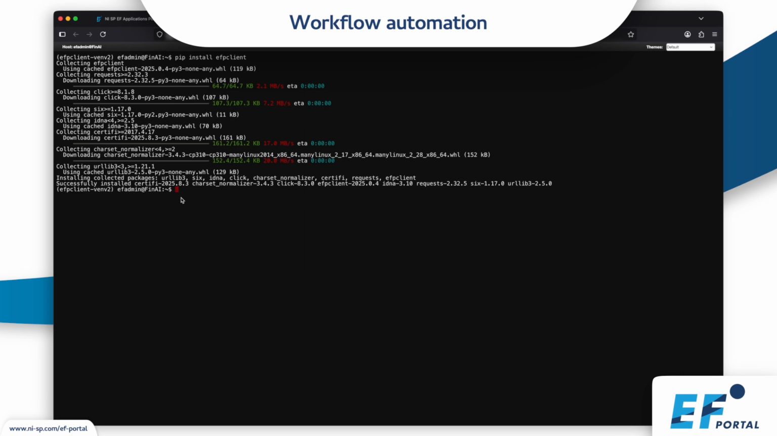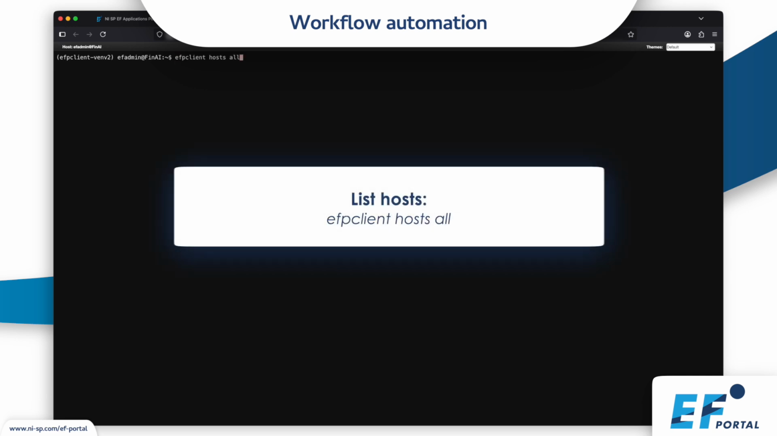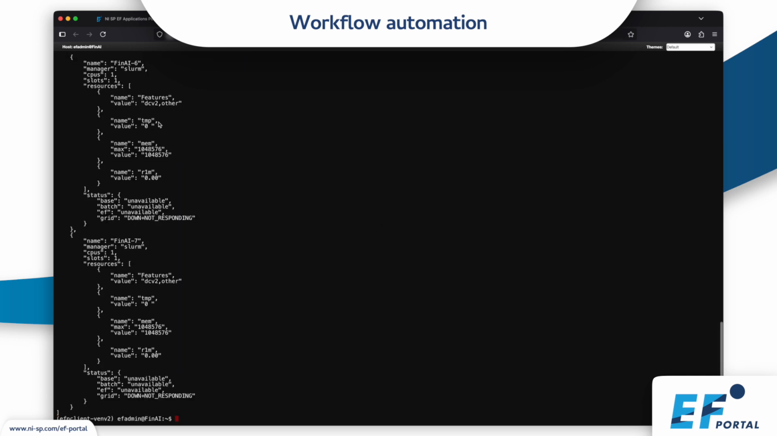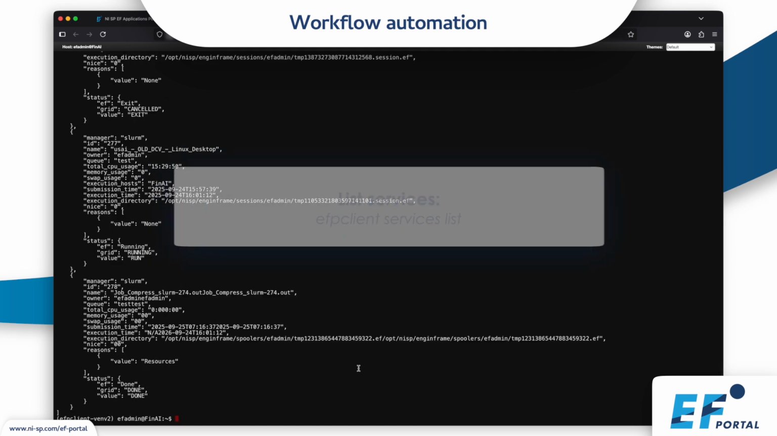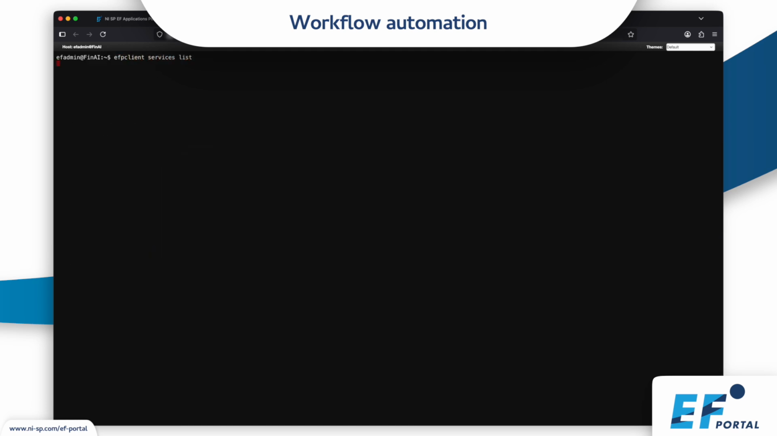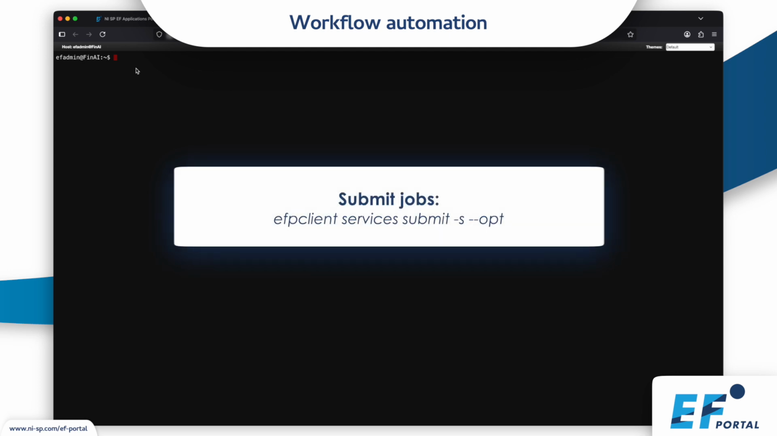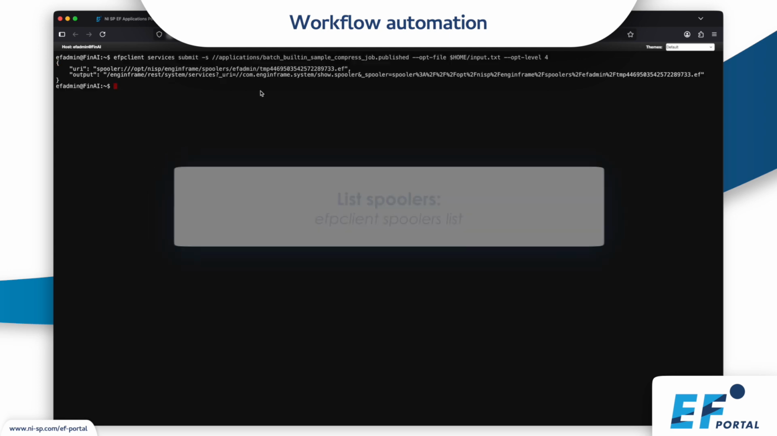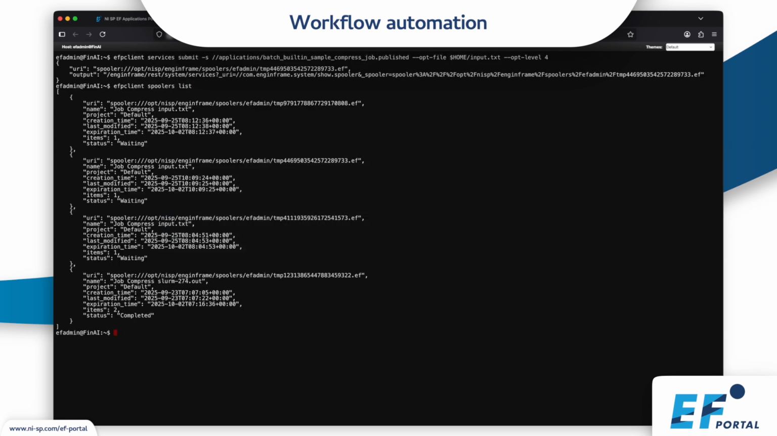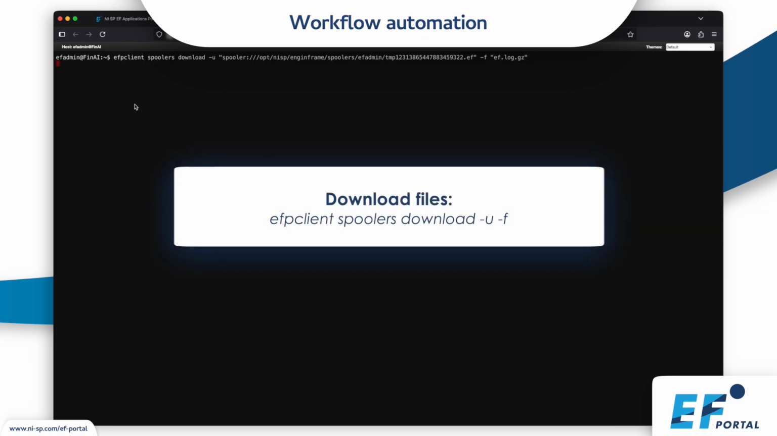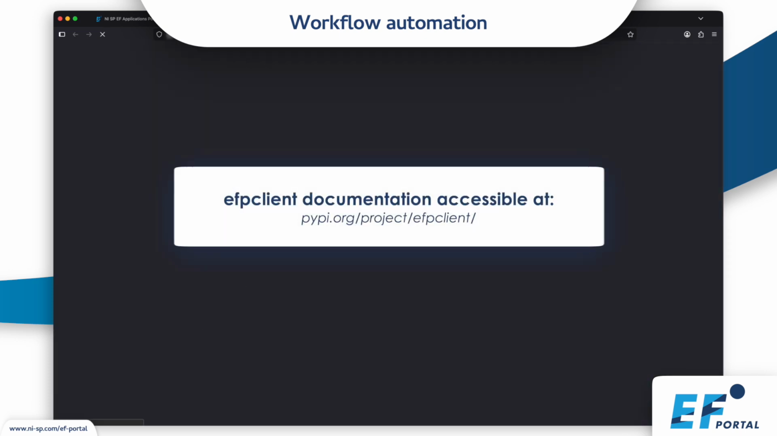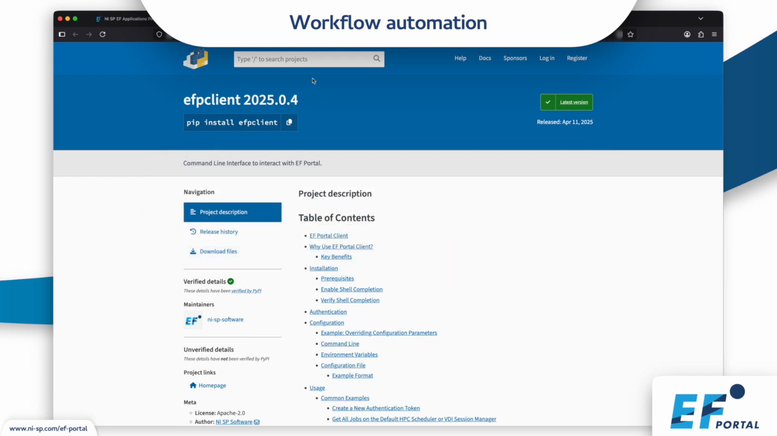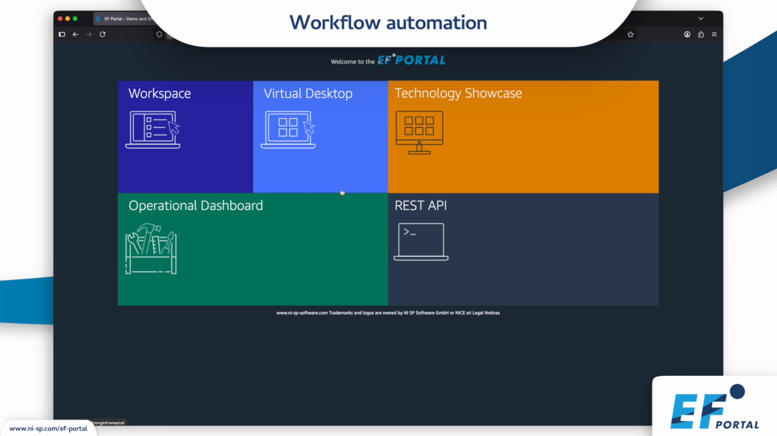For a quick try of the endpoints we have already demonstrated, we can list all the hosts, list all jobs, list services, submit another compression job, retrieve the spooler's contents, and even download our result compressed file. The efpclient documentation is available at the link shown on screen. This was a quick tour of EF Portal's workflow automation capabilities.